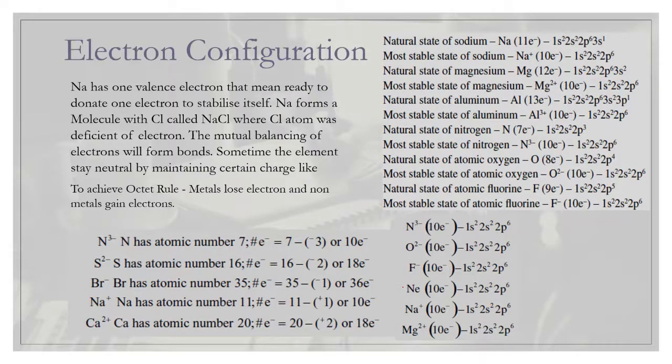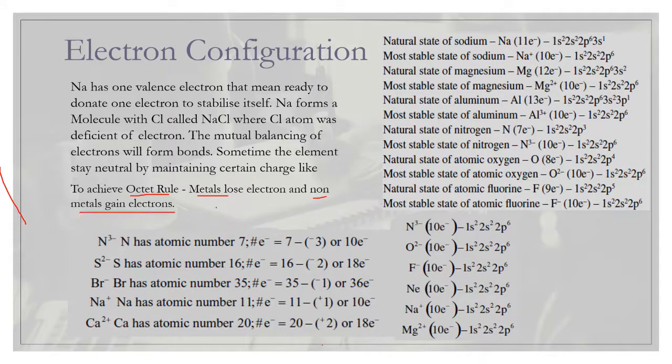So here is the example of sodium chloride. Sodium has one valence electron, that means it is ready to donate one electron to stabilize itself. Sodium forms a molecule with chlorine called sodium chloride, where the chlorine atom was deficient by one electron. The mutual balancing of electrons will form bonds. Sometimes the elements stay neutral by maintaining a certain charge, to achieve the octet rule. Metals lose electrons, non-metals gain electrons. This thing you have to remember.